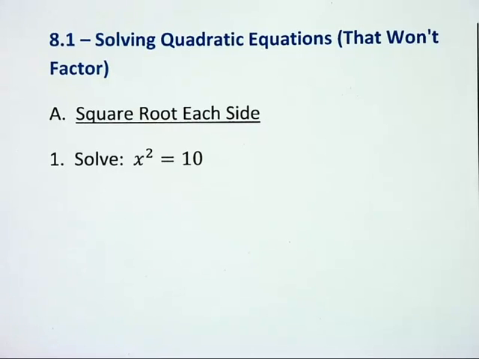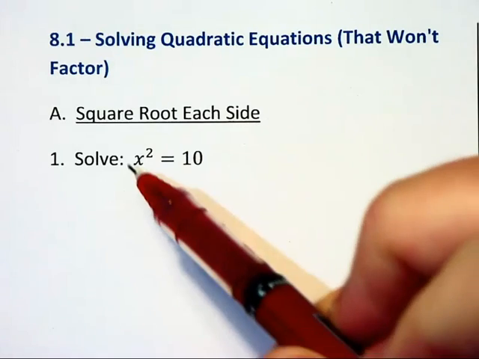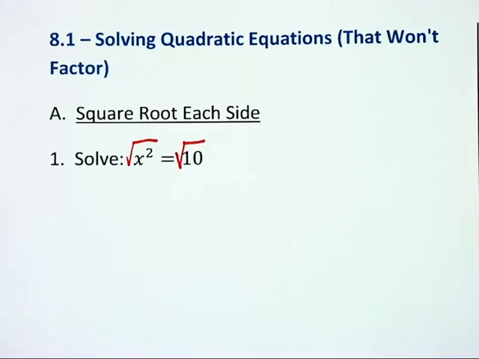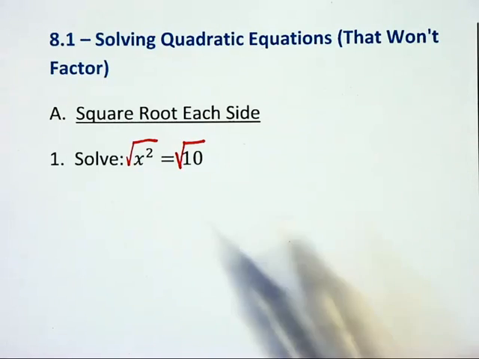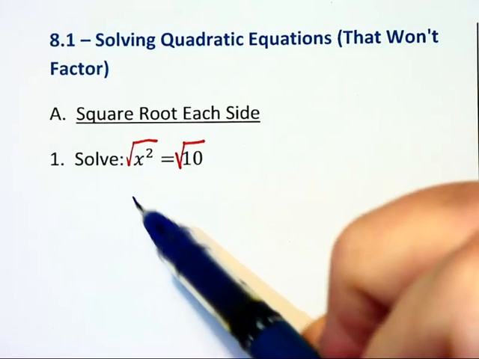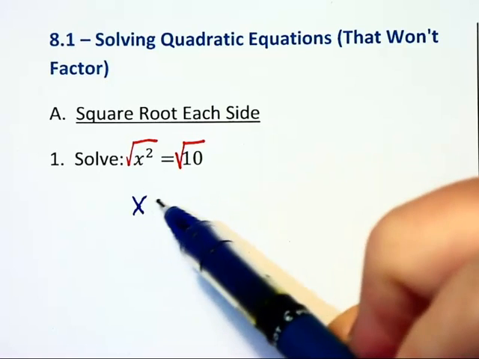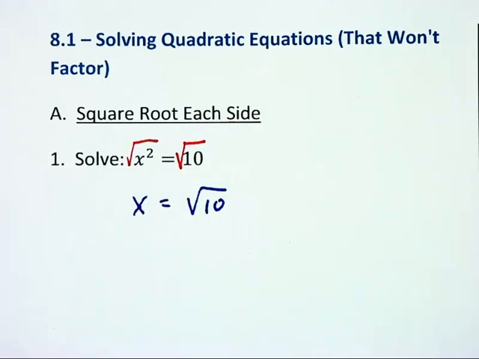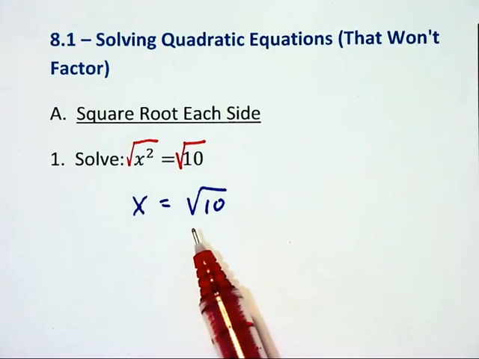One way to solve a quadratic equation is to square root each side of the equation. And so we would square root each side as I've done here. And the common mistake is for people to say, oh, square root on the left leaves me x, and square root on the right leaves me the square root of 10. However, technically there's supposed to be two answers to this problem, not just one.